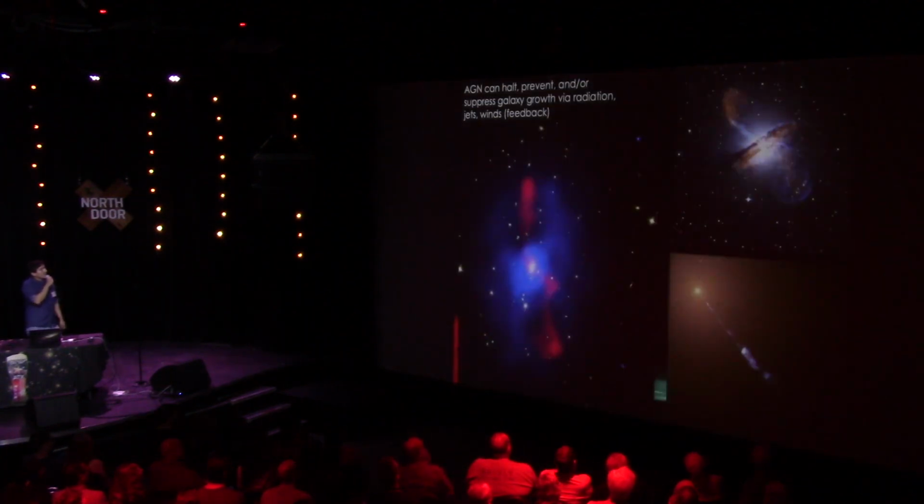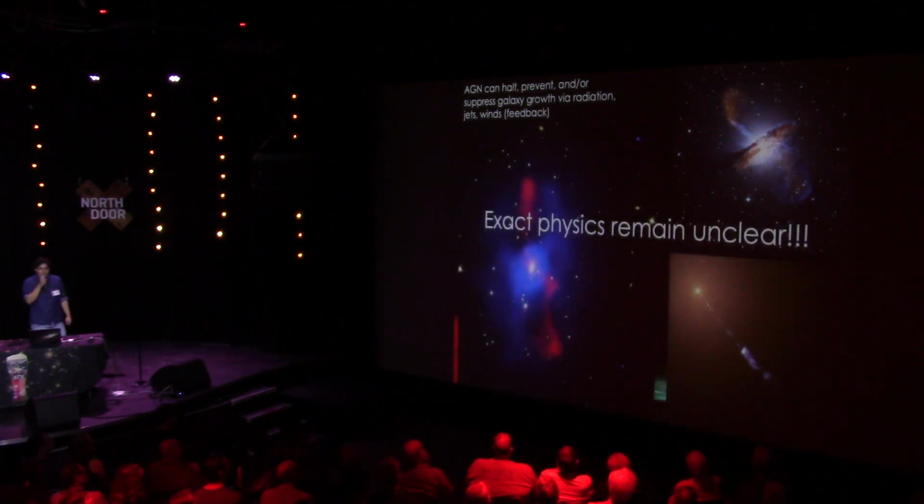So AGN can halt, suppress, or prevent galaxy growth through jets, winds, and radiation. The collective term for all of these is simply known as feedback, or AGN feedback. This AGN feedback can heat the gas or destroy the gas that provides the fuel for future star formation in galaxies. So it's very powerful. However, the problem is the exact physics of how this occurs remains unclear.